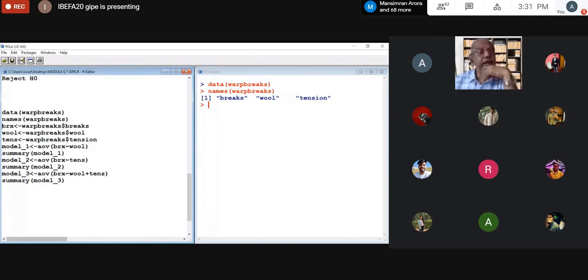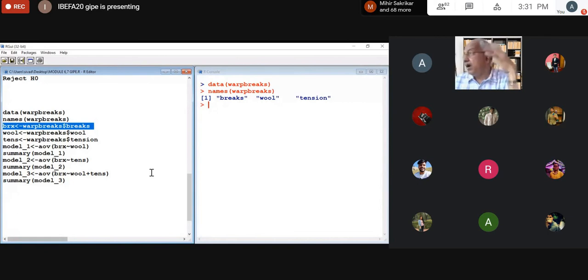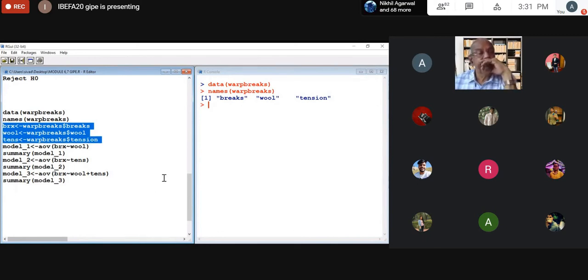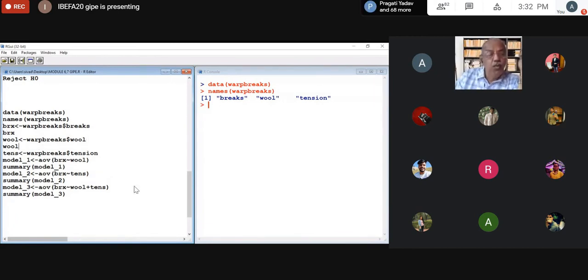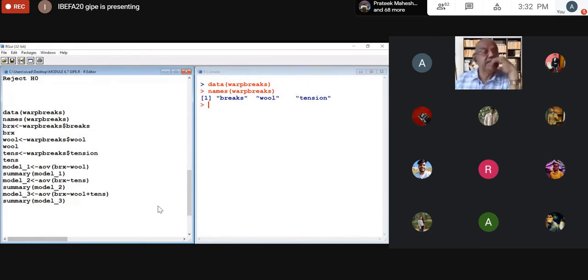You want to know the data. So I have the variable breaking strength as BRX; you can give any name you like. Wool is the type of wool, and tensile strength is tension. Say you want to know BRX, you want to know what is in wool, you want to know what is in tens.